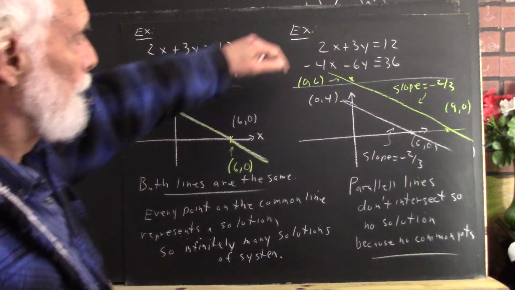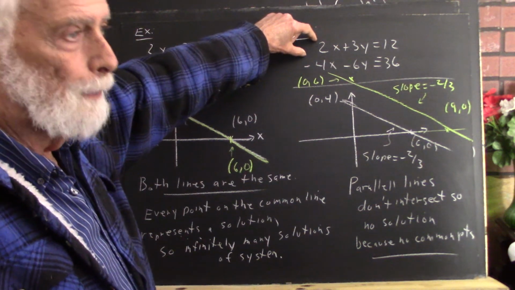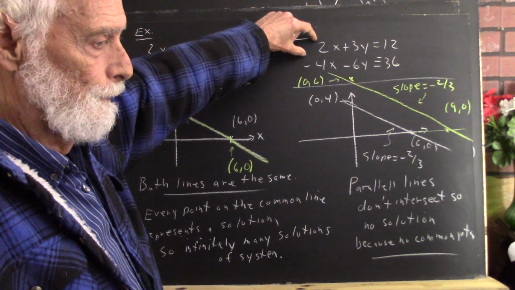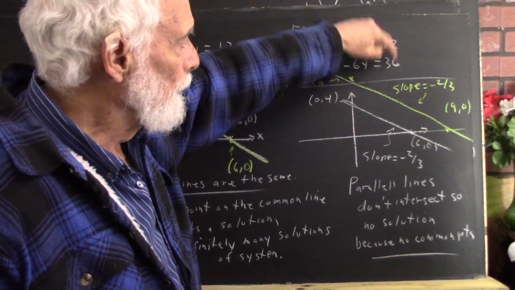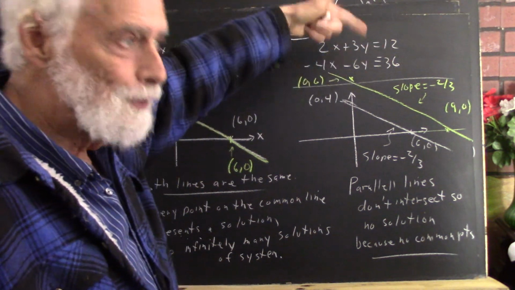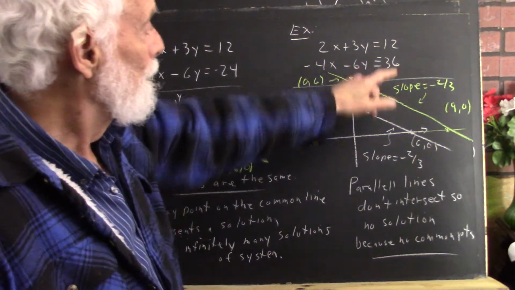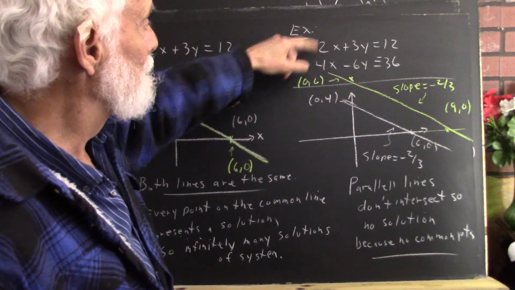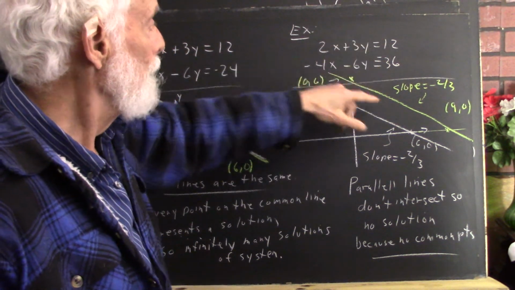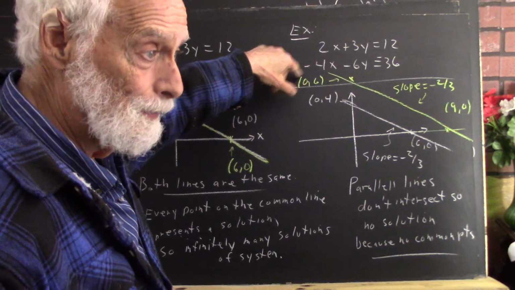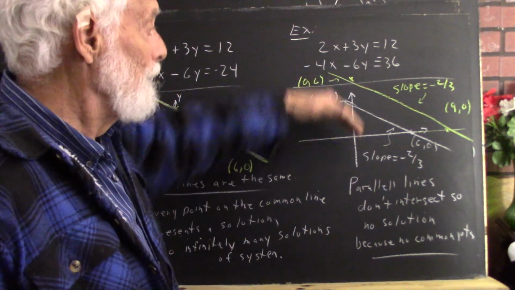Now, what that is, one side of the equation is a multiple of the other, but the numbers on the right-hand side are not the same multiple. In other words, this is 3 times this, is negative 3 times this, and this is negative 2 times this. So that offsets the lines.